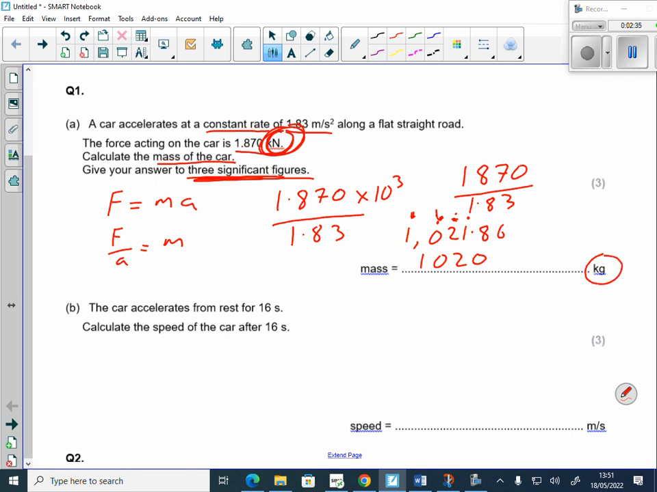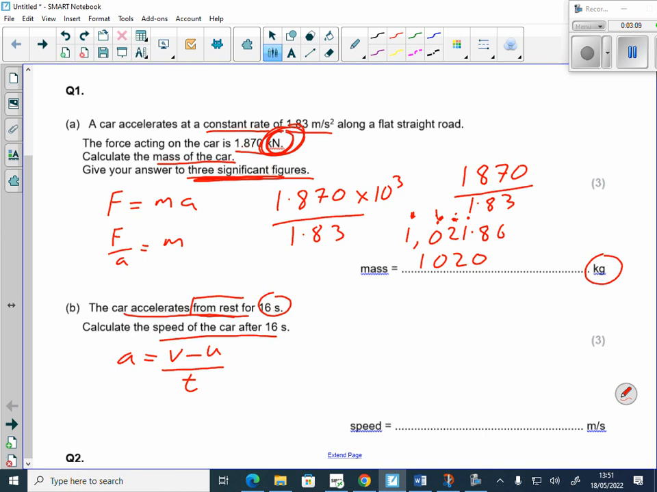And then the second part, the car accelerates from rest for 16 seconds again. From rest is kind of key as well. It tells us it starts from zero velocity. We need to calculate the speed of the car. And here we've got to use the fact that acceleration is the rate of change of velocity. So our acceleration equals the final velocity, that's v, minus the initial velocity, which is u, all divided by t. Or a equals v minus u over t.